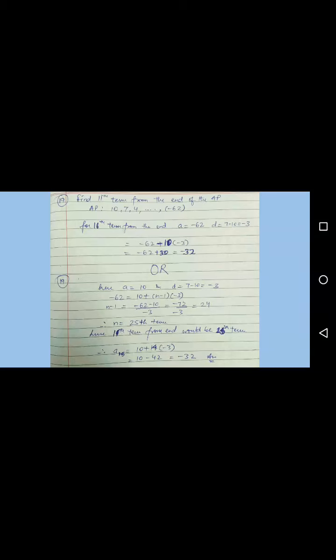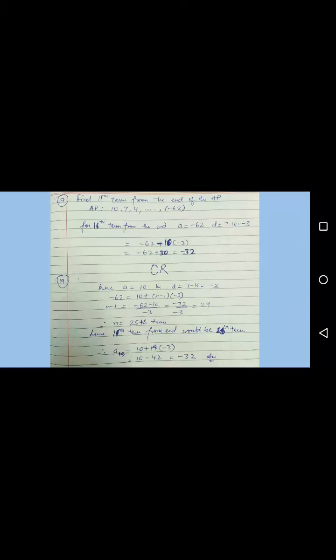Now there are two different ways to do it. First method is for the 11th term from the end. We can reverse the AP, in which our first term becomes minus 62 and we can subtract, because the common difference is minus 3. So we can take it from backwards. So it will be minus 62 minus, now we have to subtract, so it will become minus of 10 times, because it is the 11th term, so n minus 1 becomes 10, into the common difference, which is minus 3. So on solving we got minus 32. That is our answer.